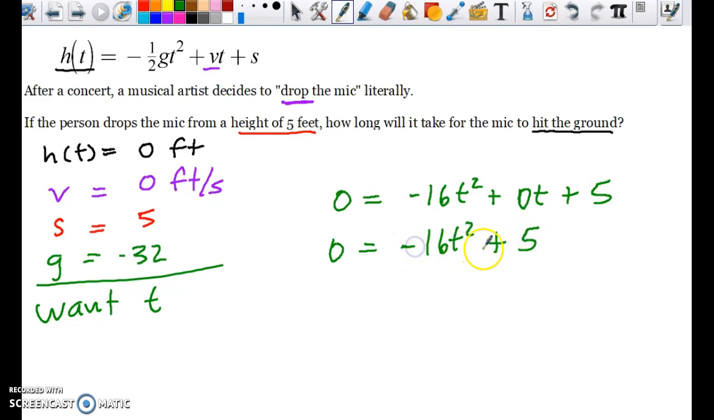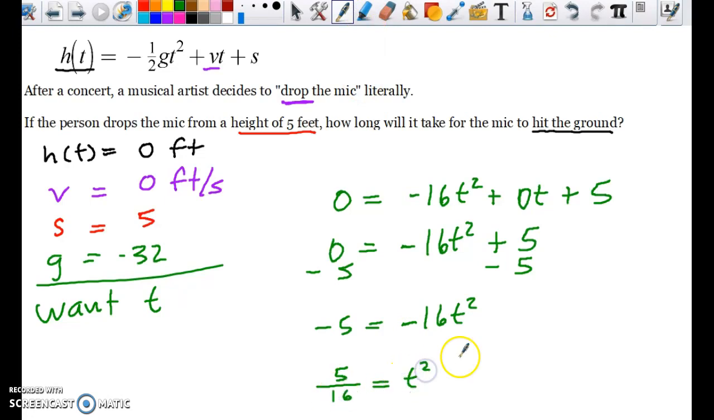Now if I don't have a middle term, if I'm just dropping, I can just try to solve by taking the square root. So I'm going to subtract 5 from both sides. Now I have negative 5 equals negative 16 times t squared. Then I'm going to divide both sides by that negative 16, and I get 5 over a positive 16 is equal to t squared.